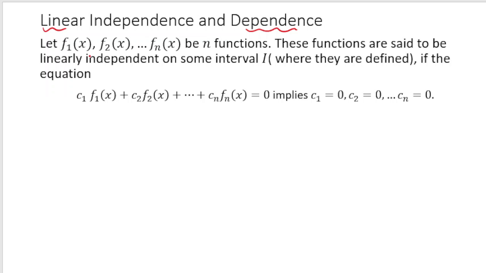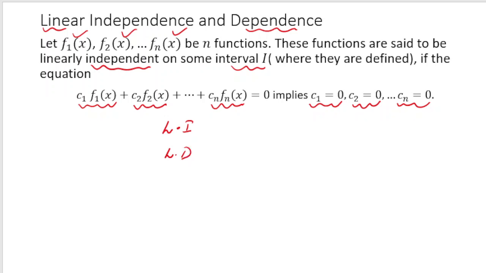Suppose we have n functions, f1(x), f2(x), ..., fn(x). These functions are said to be linearly independent on some interval I if the equation, a linear combination of these functions, c1 f1(x) + c2 f2(x) + ... + cn fn(x) = 0, implies that c1 = 0, c2 = 0, and cn = 0. Otherwise, if some of the values are not 0, then they are linearly dependent.